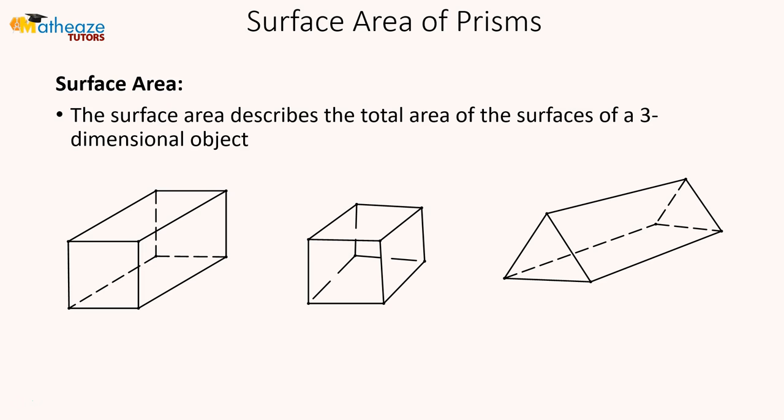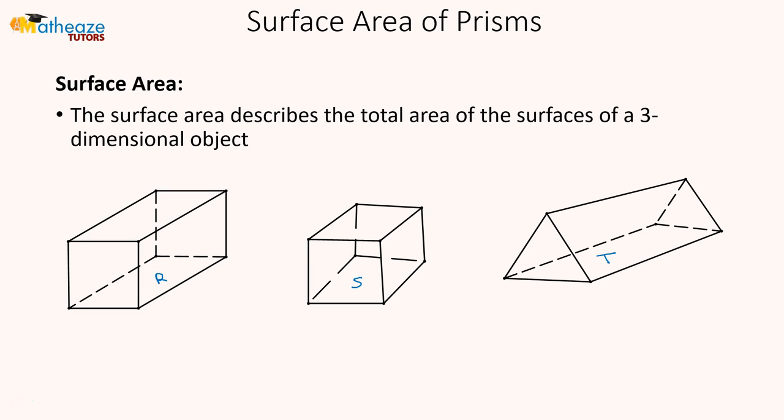So the surface area describes the total area of the surfaces of a three-dimensional object. And here I have three different types of prisms. I have a rectangular prism over here, and I have a square prism over here, and then I have a triangular prism over here. If you want to understand what prisms are, refer to the lesson on prisms.